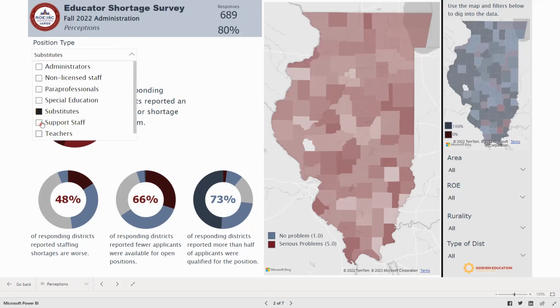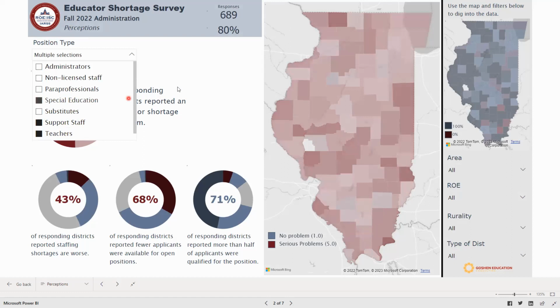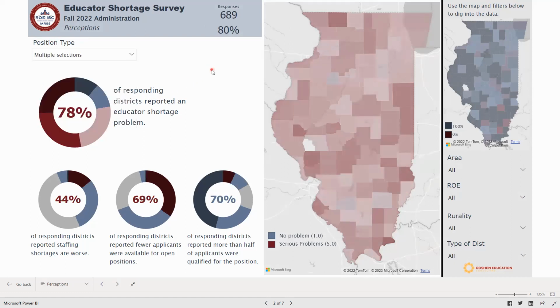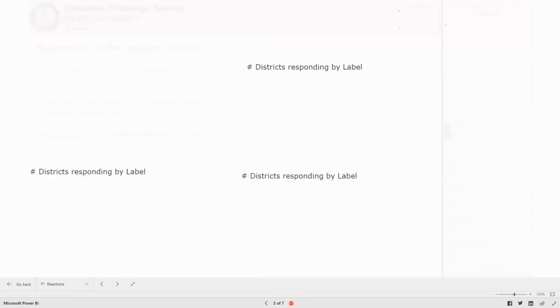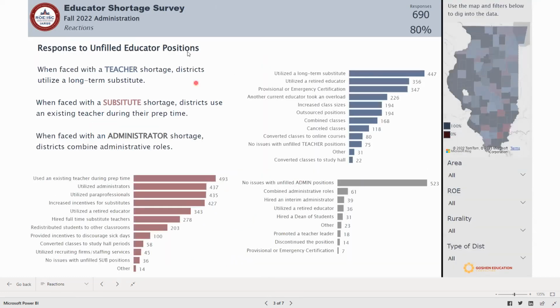If I want to look at multiple types of educator at the same time, I could multi-select. And then again, my filters on the right-hand side still filter through the dashboard. And the third page, we're looking at reactions. So when there is an unfilled educator position, how do districts respond?